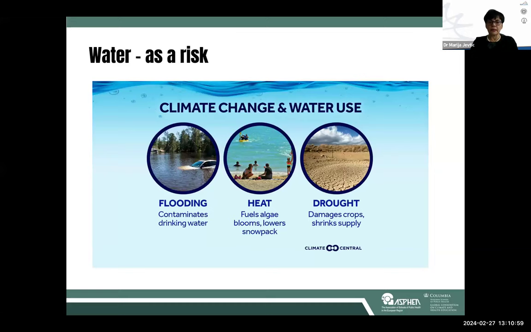Of course, I will talk today more about water as a risk, and I will present floods as a risk which we can have as a result of water. Floods pose significant risk to both human communities and the environment, and can damage homes, business, infrastructure, agricultural land, and also pose huge economic consequences.